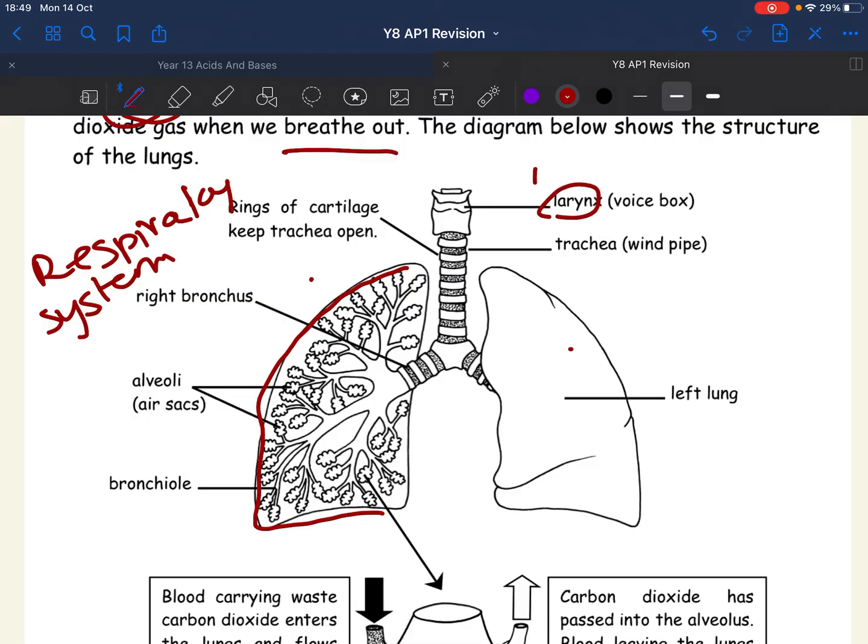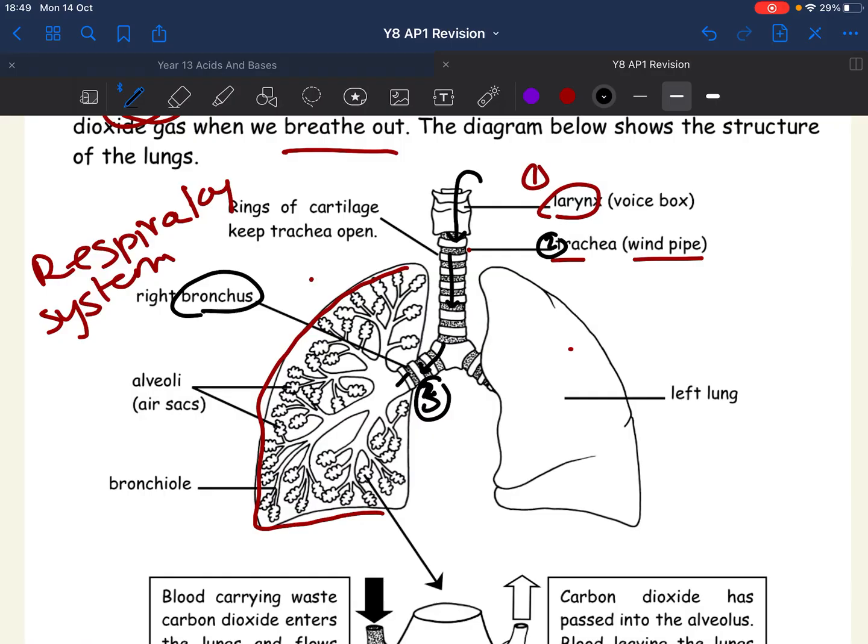So we have the larynx, which is the voice box first. We then have the trachea, which is the windpipe. So imagine the oxygen entering in. It will then go down the trachea and then we'll go into this structure here. Now this structure number 2, sorry, that's 3, because that is 2, is called the bronchus.